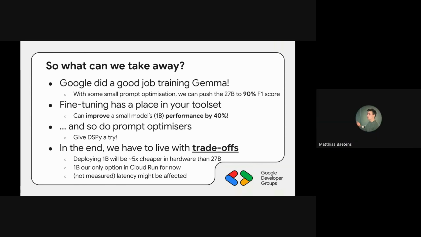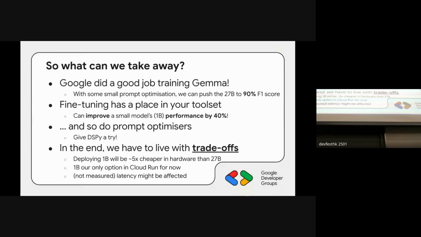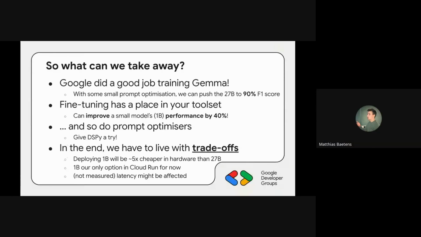And so does prompt engineering. Gemma's performance at the end was quite disappointing. I think that's the whole thing you have to live with. You cannot have a small model running because that's approximately a trade-off between price and performance. But for us, the decision is quite easy because one billion parameter is the only option right now.